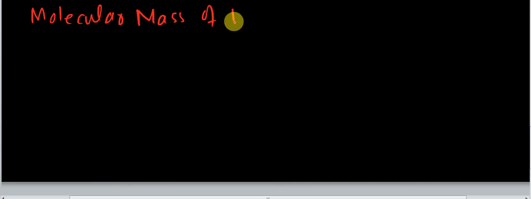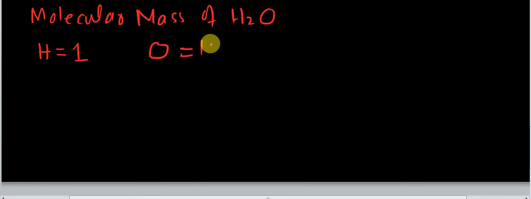For example, if someone asks about the molecular mass of H2O, it is very simple. Look at the periodic table and see what is the atomic mass of hydrogen. The atomic mass of hydrogen is equal to 1. The atomic mass of oxygen is equal to 16.